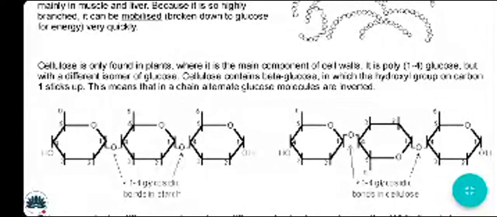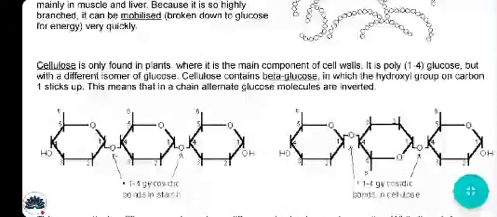Cellulose is one of the most important here. It says cellulose is only found in plants, where it is a component of cell walls. Do you know, in your O levels, you have already discussed that cell walls are made up of cellulose? Cellulose is also a polysaccharide. It is poly 1,4-glucose with 1,4 linkage, but with a different isomer of glucose.